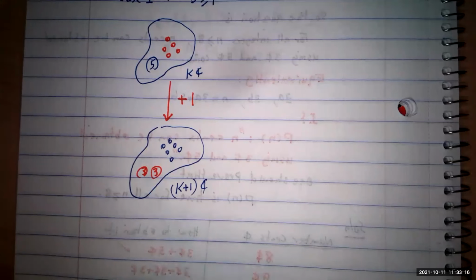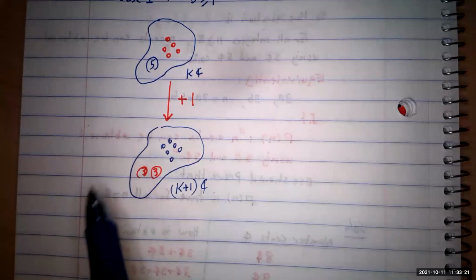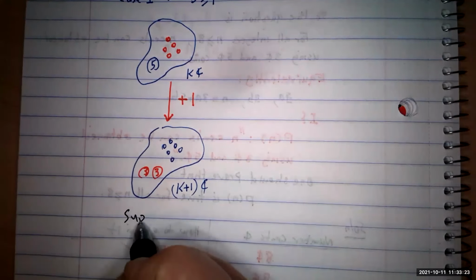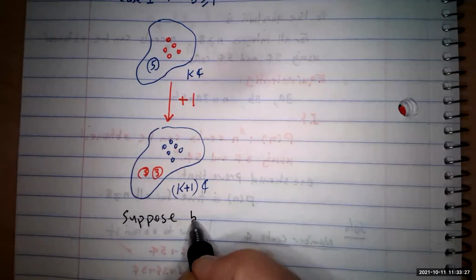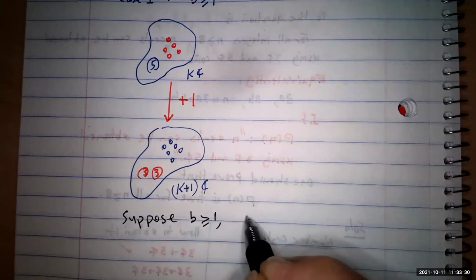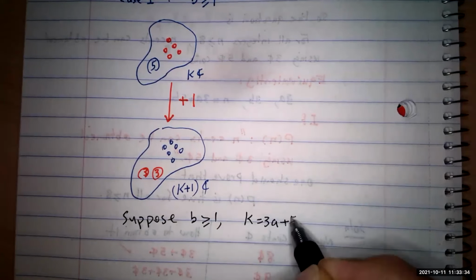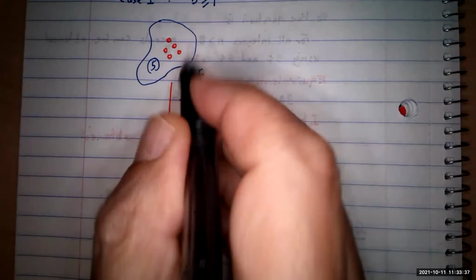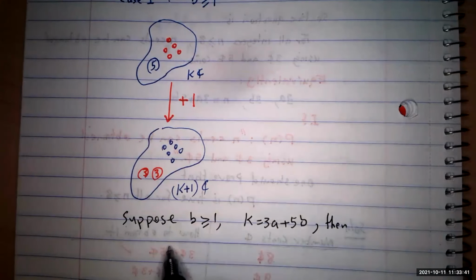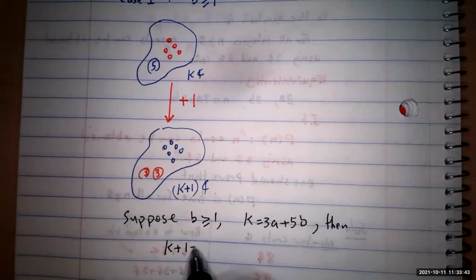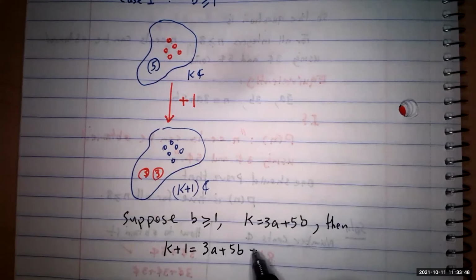Now we use the fact mathematically. Suppose, because the k was given to us, b is bigger than or equal to 1 and k is equal to 3a plus 5b. Now you want to make k plus 1 as we did over here. So what is going to be the conclusion? Bring the k plus 1. This is k plus 1 equal to 3a plus 5b plus 1.